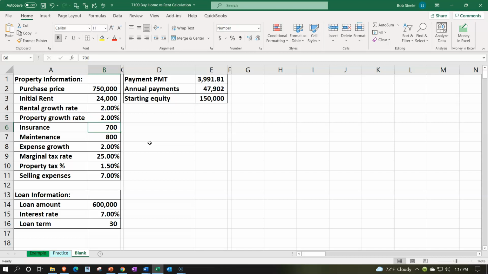And then the insurance, we're going to say is $700 a month. It's going to increase by 2%. We're also going to keep that standard 2% kind of like it's an inflation rate. So things are basically increasing. The costs are generally going up at the 2%.